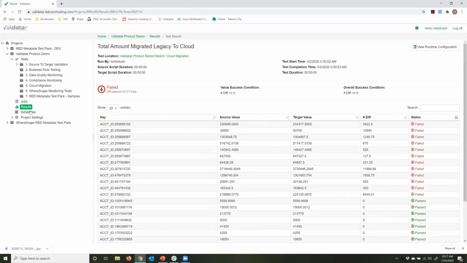And that, in essence, is the core of Validator. There are things around security and how you can secure types of tests and types of data and have different user roles and things like that. But that, in essence, is the fundamentals of the Validator product.